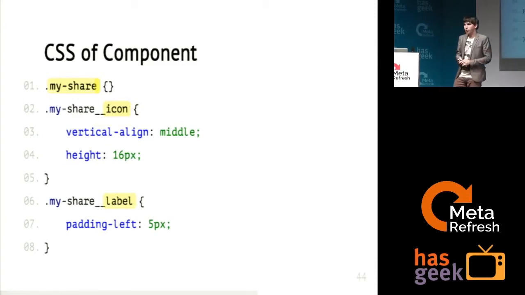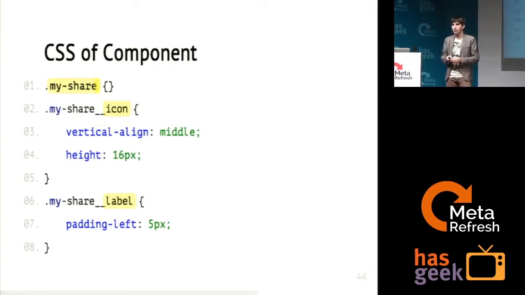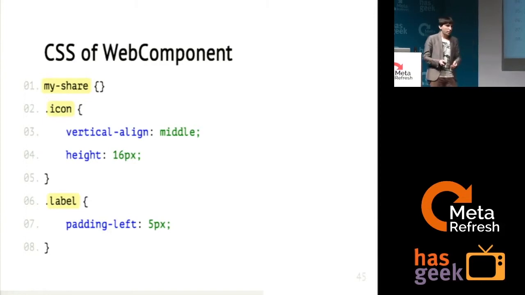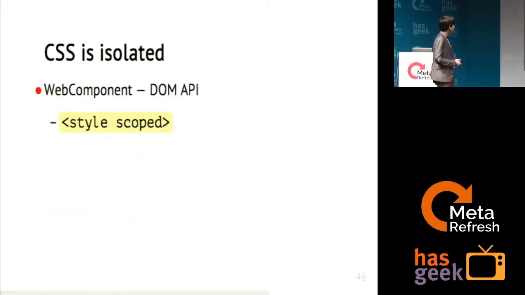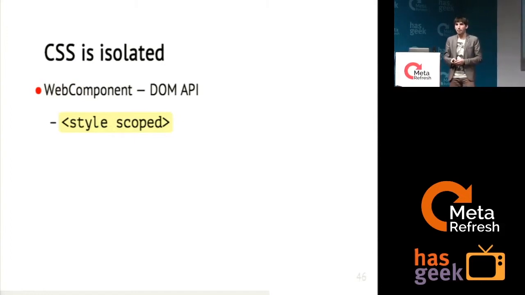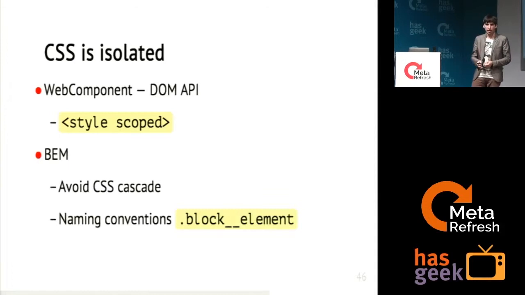Also, the CSS of our component is simple. We are using BEM naming conventions to define some styles for our elements. And if we compare the CSS of our component with CSS for web components, you will notice they are much, much the same as well. Just a few changes. CSS of web components is isolated due to DOM APIs, and CSS of our component is also isolated due to BEM naming conventions and avoiding the CSS cascade.